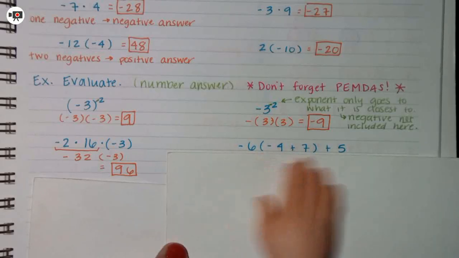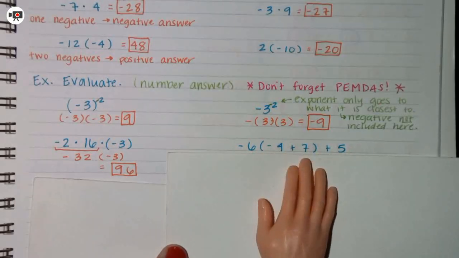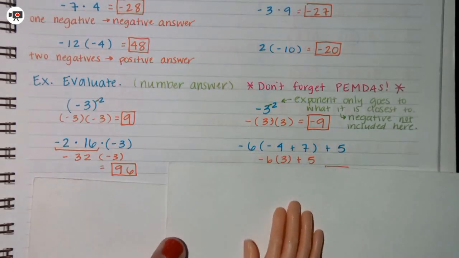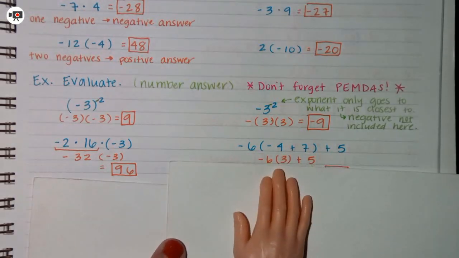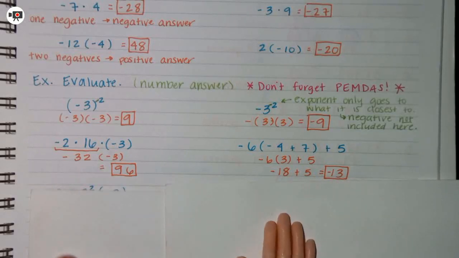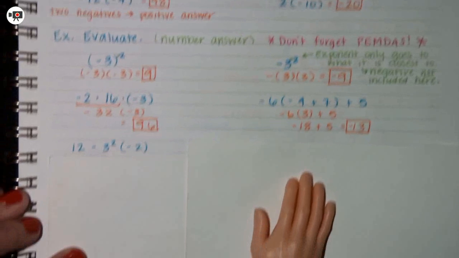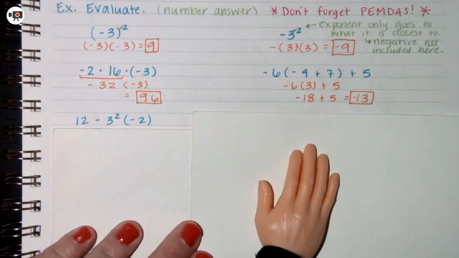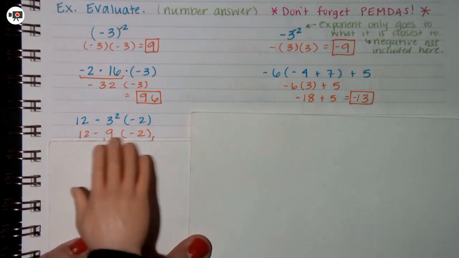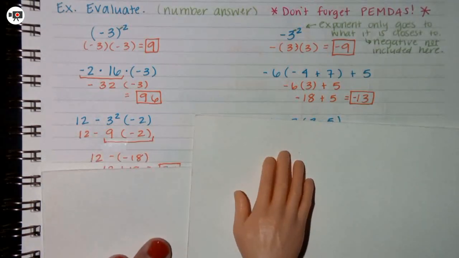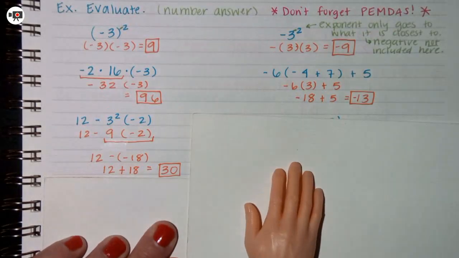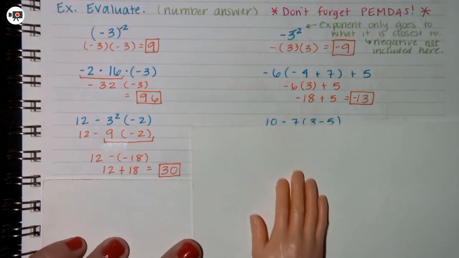Here I'm going to do parentheses first, negative 4 plus 7. 7 minus 4 is 3, larger number is positive. Negative 6 times 3 is negative 18, plus 5 is negative 13. 12 minus 3 squared times negative 2. First do the exponents, then multiplication, and then 12 minus a negative means 12 plus 18, which is 30.